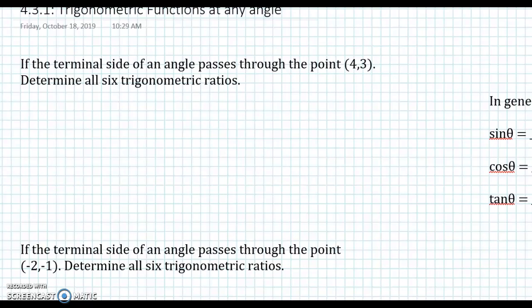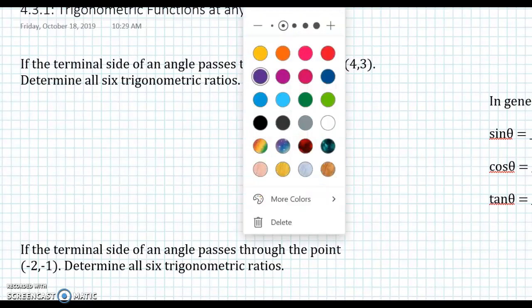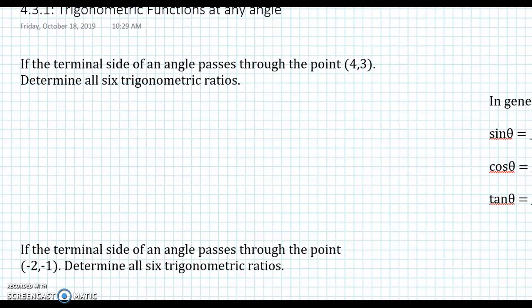Today we're actually going to go out of order from our initial plan, just because I figured this would be easier for you to learn on your own. We're going to do 4.3.1, which is trigonometric functions at any angle. We will still study linear and angular speed, but just not today.